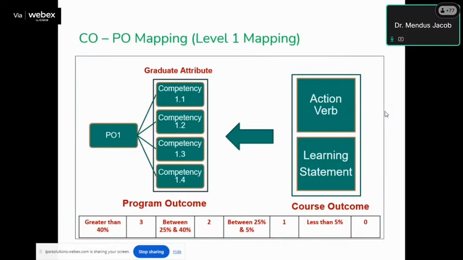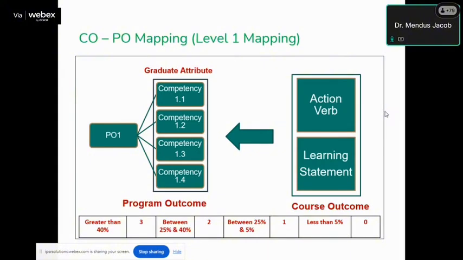Now, our PO means it's based on graduate attributes. Suppose we have a graduate attribute like communication skills. So how will we write the PO? For communication skills, you can identify the different competencies related to communication skills, like read, write, speak, comprehend, or use modern technologies for communication purposes. So we can identify different competencies related to that graduate attribute. Similarly, for every graduate attribute, you can identify the competencies related to it. So for every PO, you have the competencies listed.